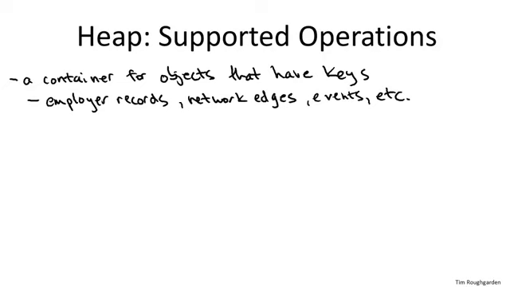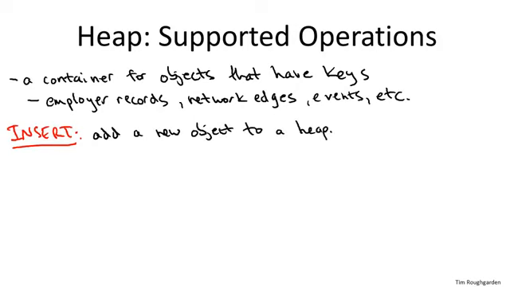Now the number one thing you should remember about a given data structure is, first of all, what are the operations that it supports, and second of all, what is the running time you can expect from those operations. For a heap, essentially there are two basic operations: insert and extract the object that has the minimum key value.